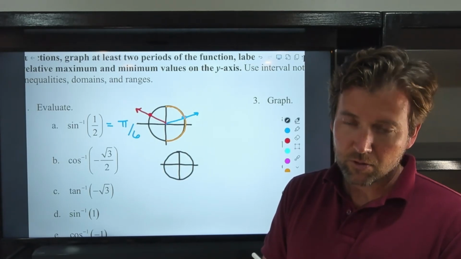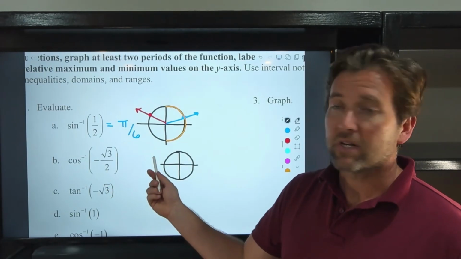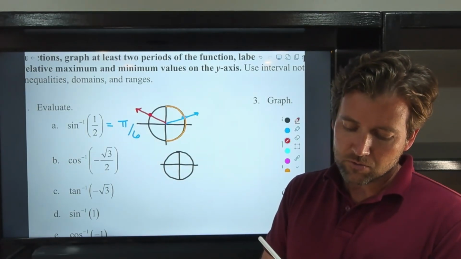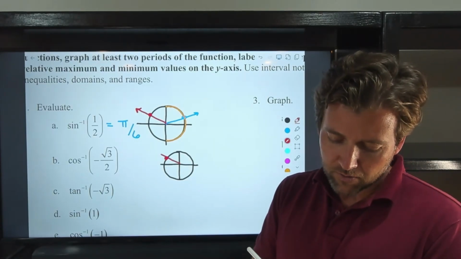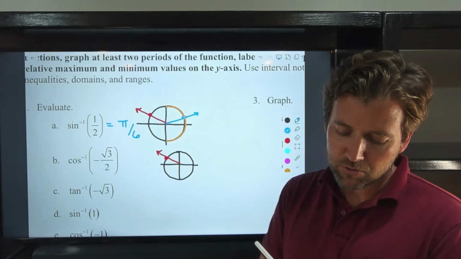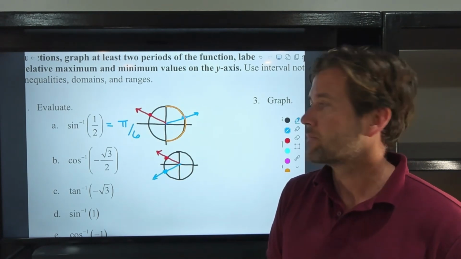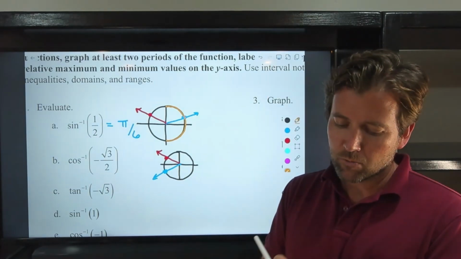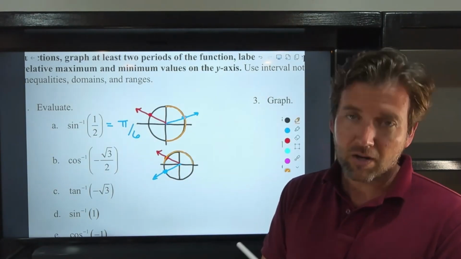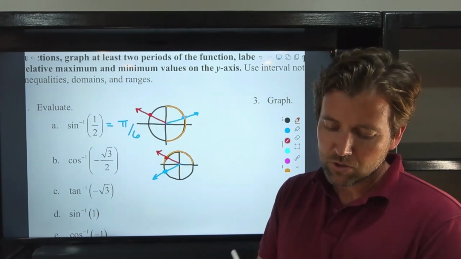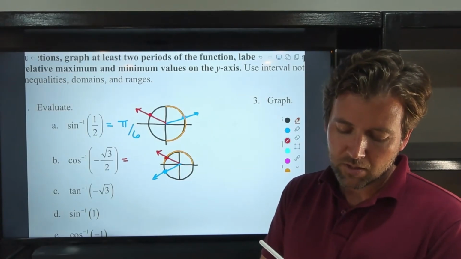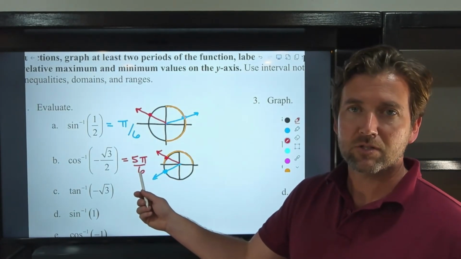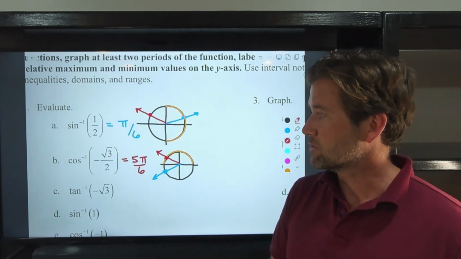Again, this is the inverse of cosine. The answer should be an angle. This input represents an x-coordinate on the unit circle. So there's a point right here with an x-coordinate of negative radical 3 over 2, and one right here as well. Now, arc cosine must output an angle between 0 and pi. So our solution to this problem must be 5 pi over 6. The cosine of 5 pi over 6 is negative square root of 3 over 2.